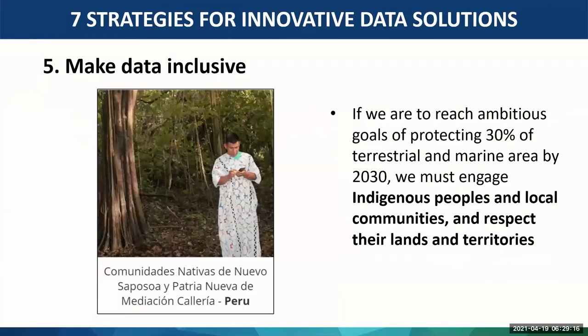We also need to include Indigenous peoples and local communities and civil society. If we are to reach ambitious goals of protecting 30% of terrestrial marine area by 2030, we must engage Indigenous peoples and local communities. We must respect their lands and territories. This is an example from a community in Peru who uses satellite imagery and platforms to achieve zero deforestation. And that data is invaluable at a community level, at a national level, and at a global level.